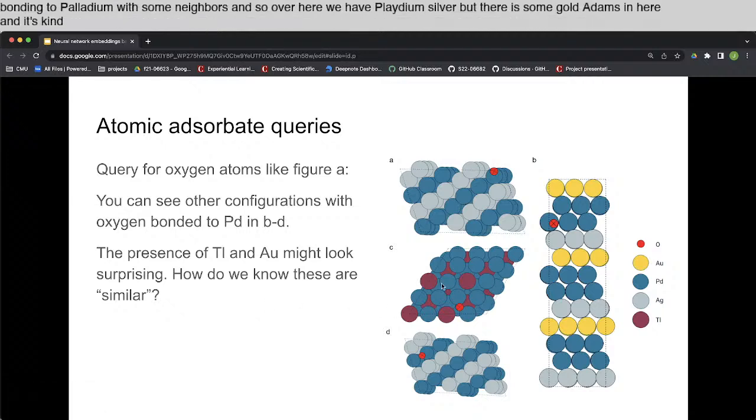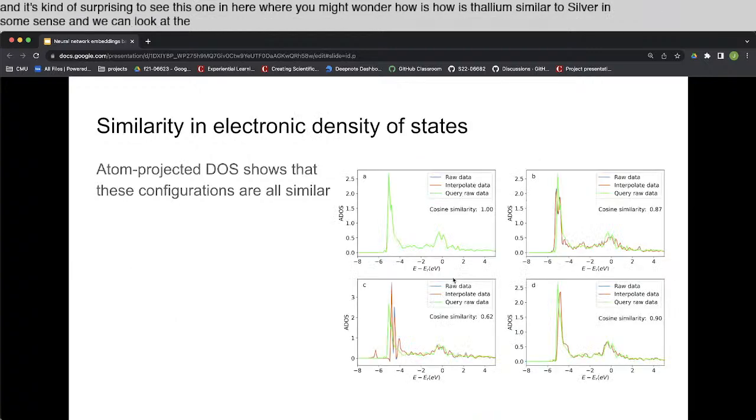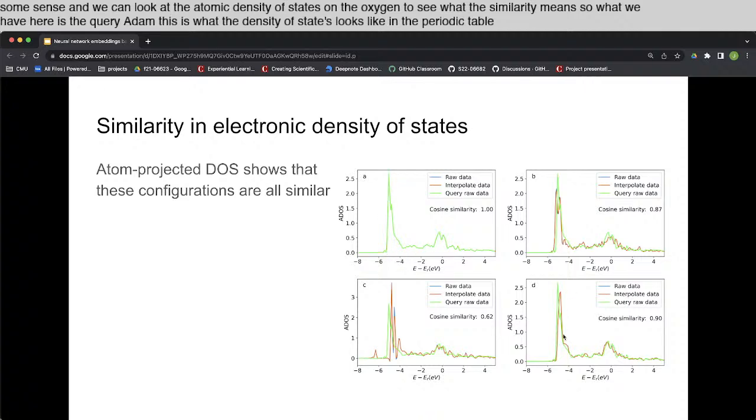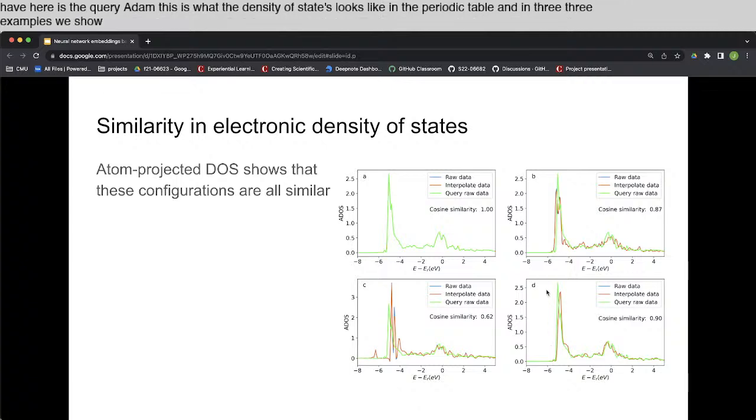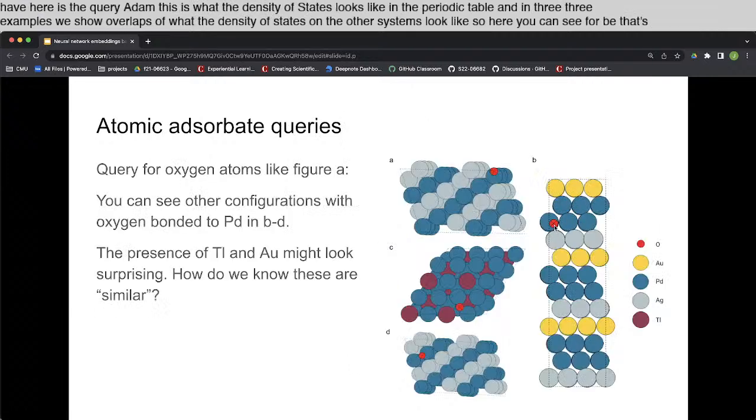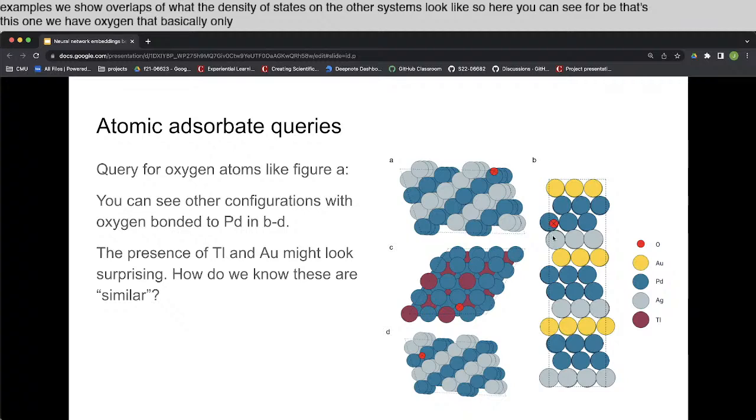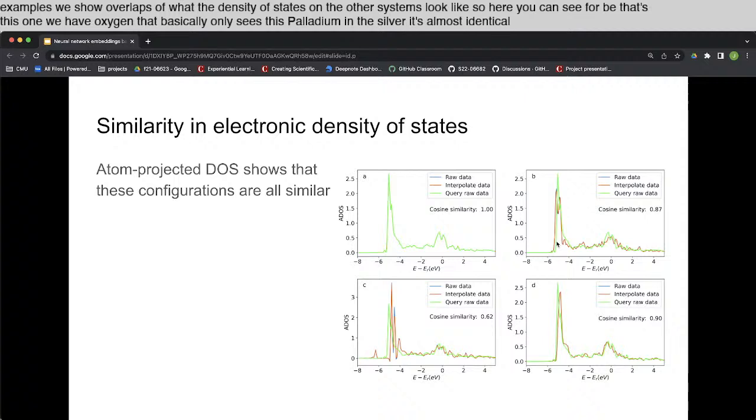And it's kind of surprising to see this one in here, where you might wonder how is thallium similar to silver in some sense. And we can look at the atomic density of states on the oxygen to see what this similarity means. So what we have here is the query atom. This is what the density of states looks like in the query atom. And in these three examples, we show overlaps of what the density of states on the other systems look like. So here you can see for B, that's this one, we have oxygen that basically only sees this palladium and this silver. It's almost identical in the density of states.